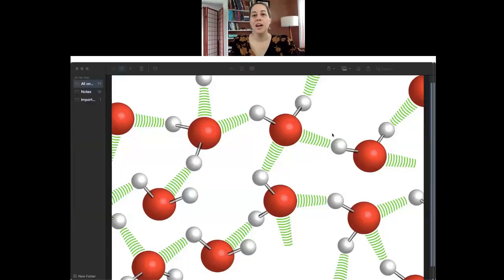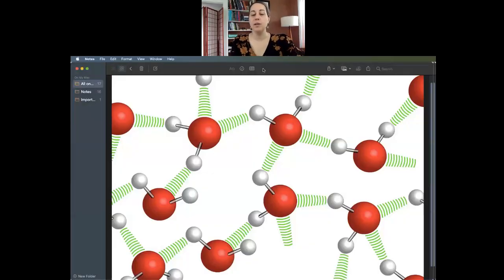Hi everyone. I wanted to give a little bit more information on a topic from this week, and that topic is hydrogen bonds. Hydrogen bonds are very important and they're going to come back as a topic throughout the semester. So what we see here are a number of water molecules. The red circles are oxygen atoms, and then the white circles are hydrogen atoms.